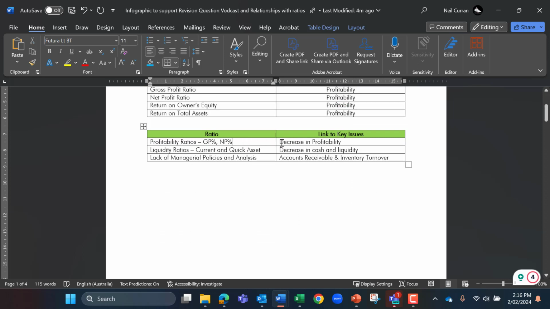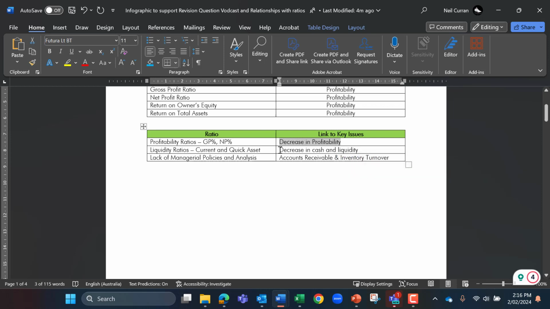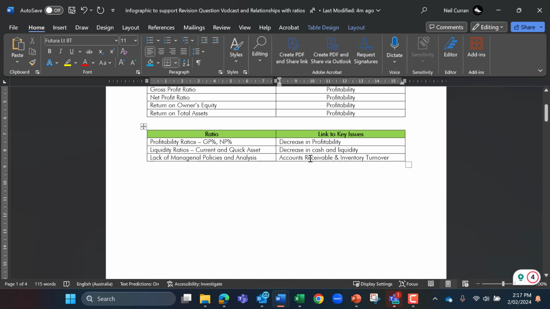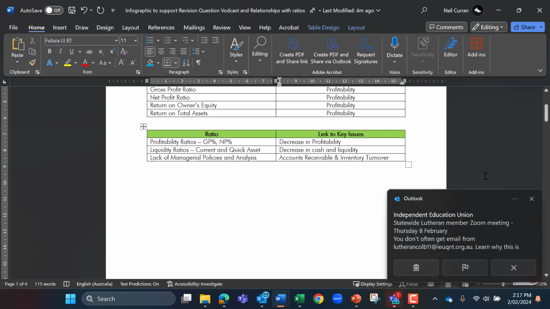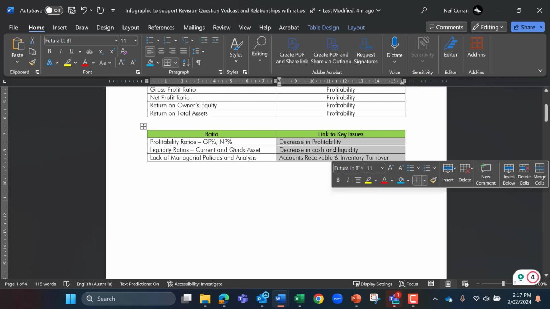Now, in saying that, each of those ratios will give rise to a number of key issues. So there are three key issues here. There may be a decrease in profitability, decrease in cash and liquidity, and also a lack of managerial policy and analysis. So we're looking at here the accounts receivable policy having issues, and also the inventory turnover not meeting the target market in terms of its advertising and also the types of products that you might be selling. So these here will form your headings in terms of your report.